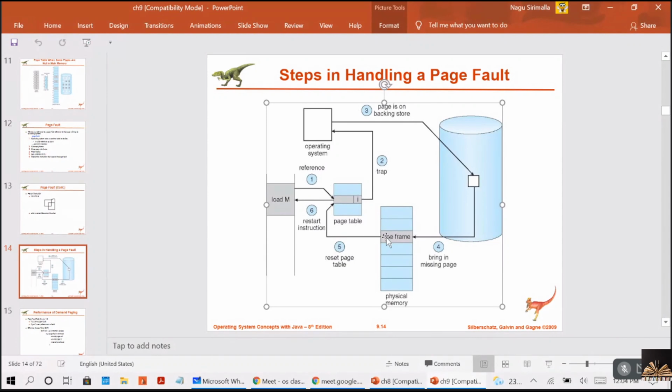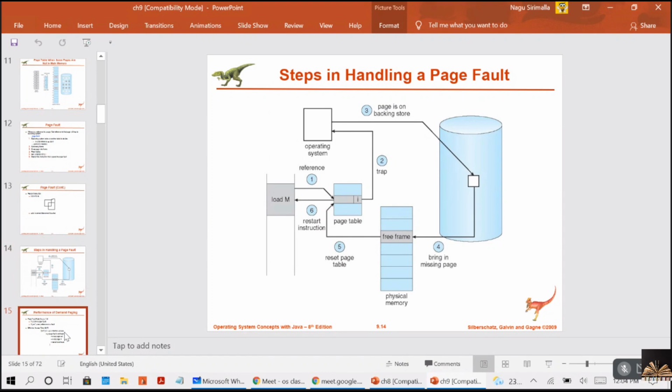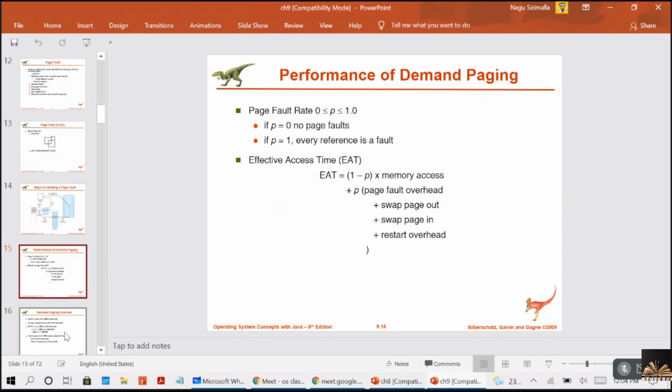Directly it will get access to the main memory, it will get the corresponding frame number, and add it with the offset value to get the instruction. That is all about your demand paging.